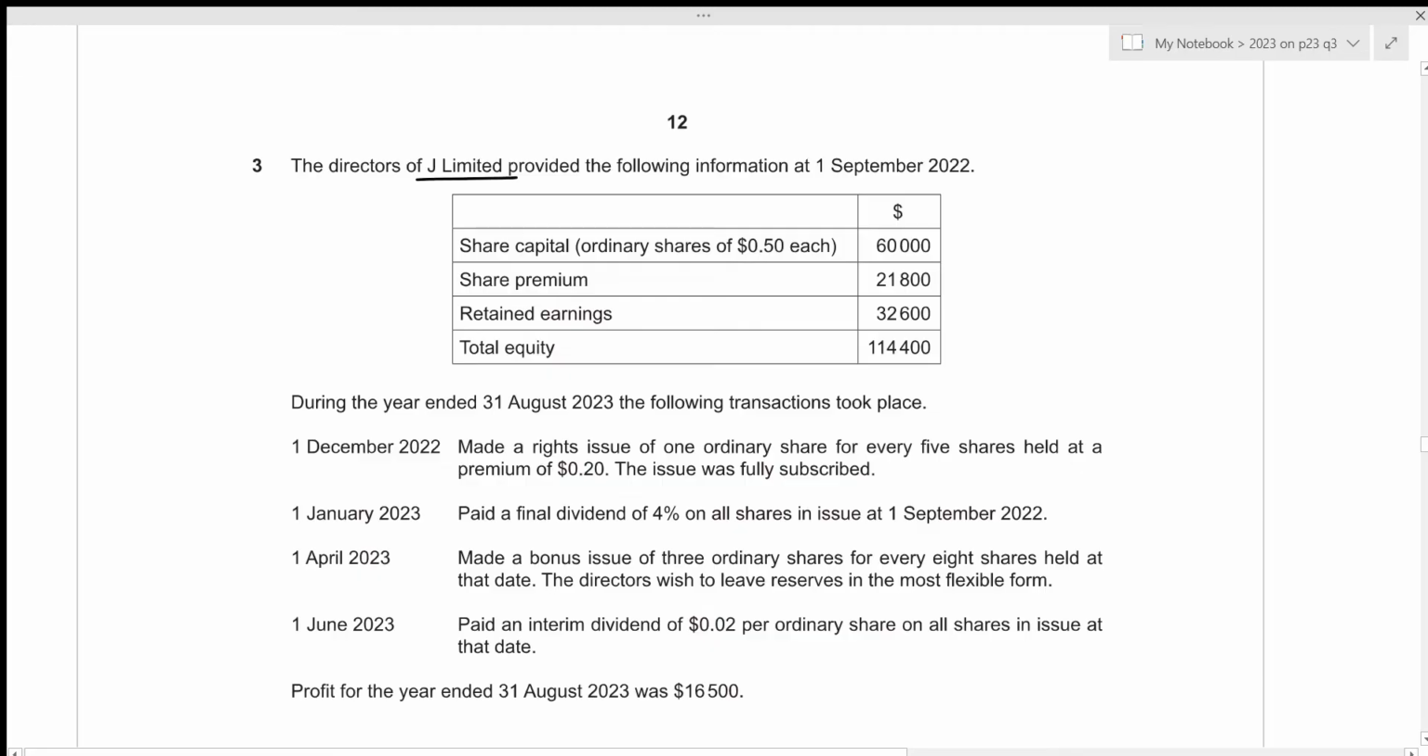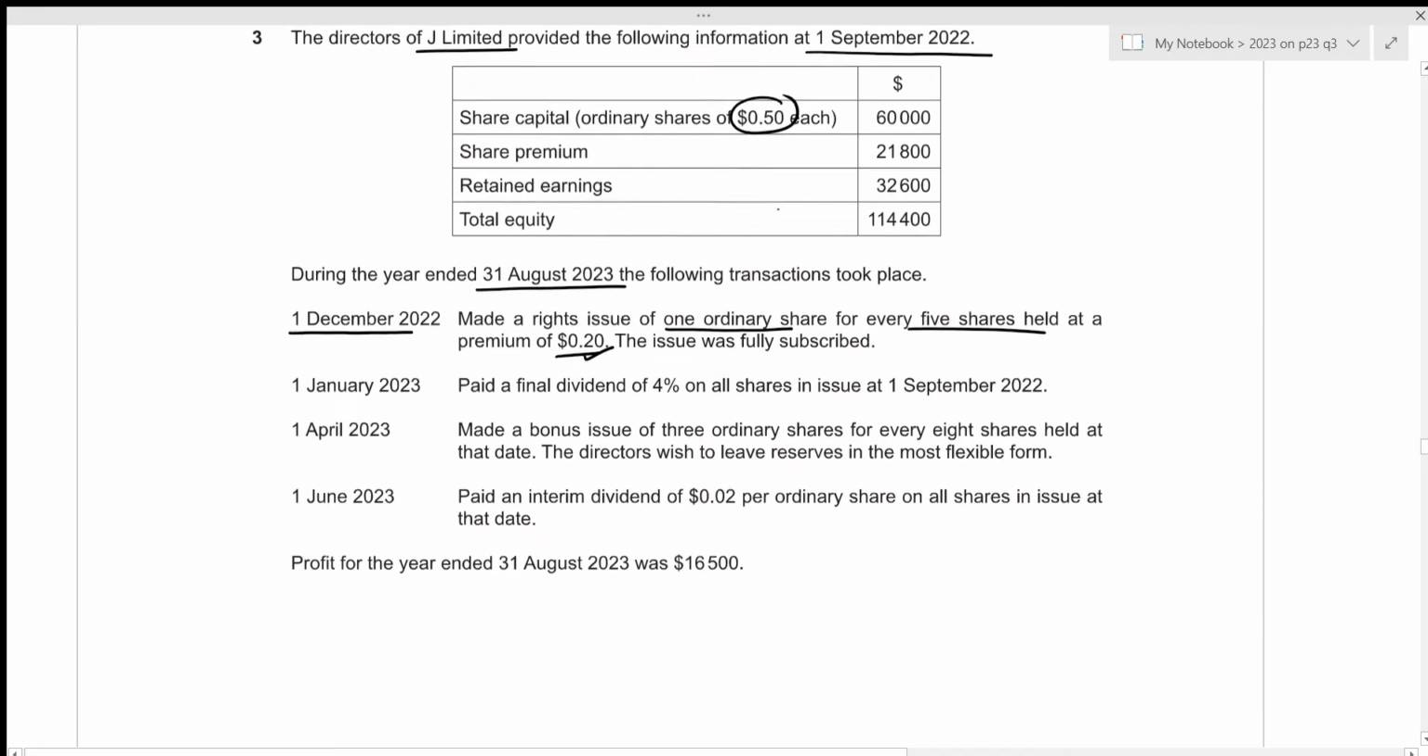The directors of GA Limited provided the following information at 1st September 2022. So this is at the opening date. We are given information regarding share capital, share premium, and retained earnings. During the year ended 31st August 2023, the following transactions took place. At 1st December 2022, the company made a rights issue of 1 ordinary share for every 5 shares held at a premium of 0.20, and the issue was fully subscribed. So this is a premium rate, and our nominal rate is 0.50.